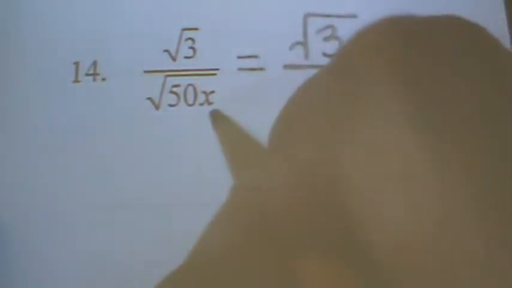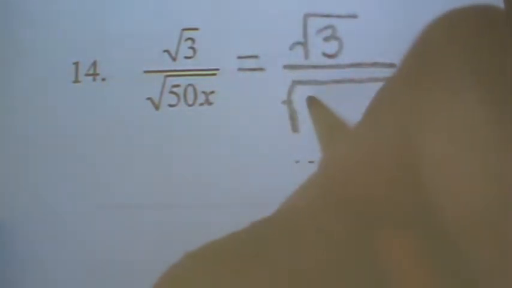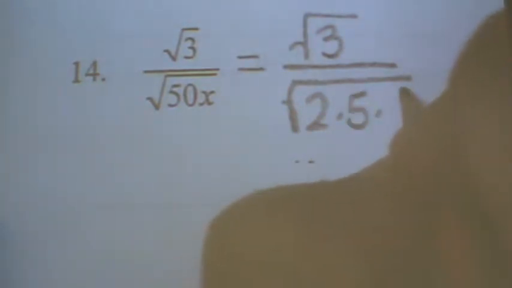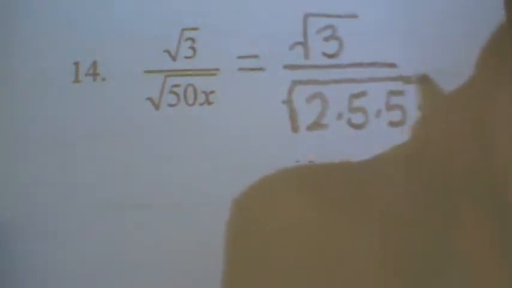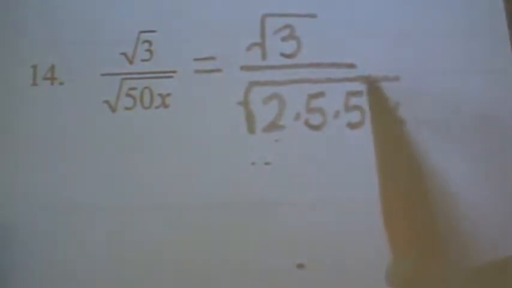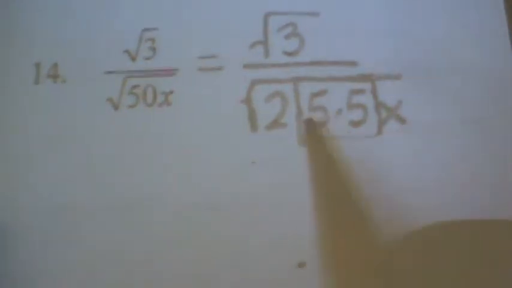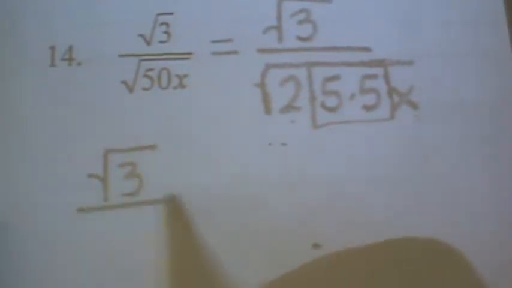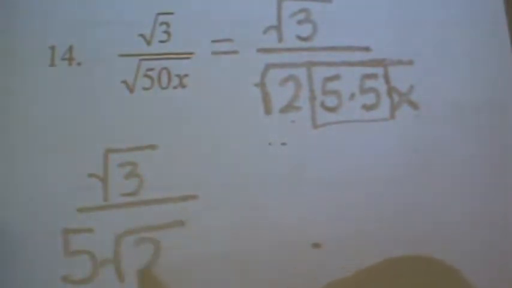Can we cancel anything? Does 3 go into 50? No, it does not. But is there anything that you can take out first? I know 50 is a big number that can be simplified. That's what you get. 50 is 2 times 5 times 5 times x. Is there any groups of 2 of a kind that you see? 5. So this is going to come out, and it's 5 root 2x.